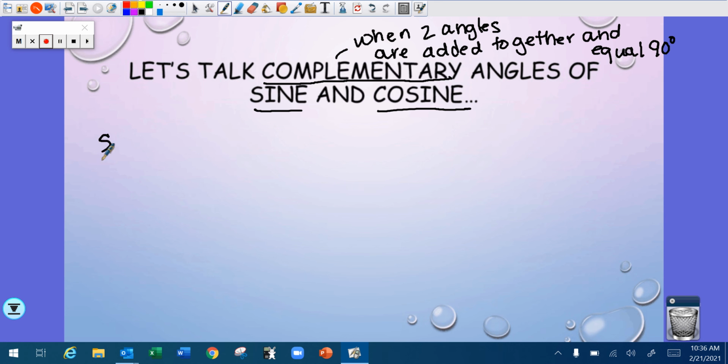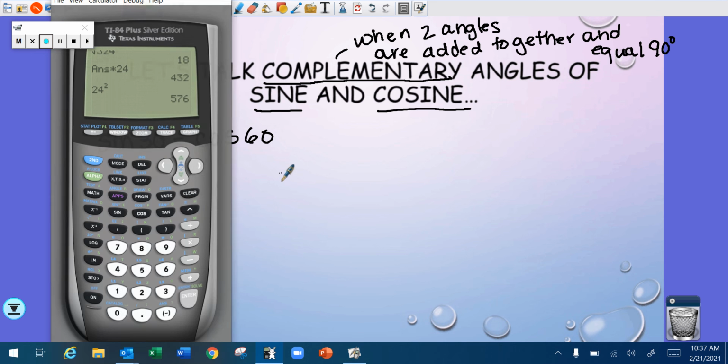So we're going to talk about what happens when we do the sine and cosine of complementary angles. For an example, if I do sine of 30, when you think of sine and you want to find a complementary angle that will equal sine of 30, then just write cosine, and then 30 plus 60 gives you 90. So you're going to say sine of 30 equals cosine of 60. And we're going to check this to make sure we're right.